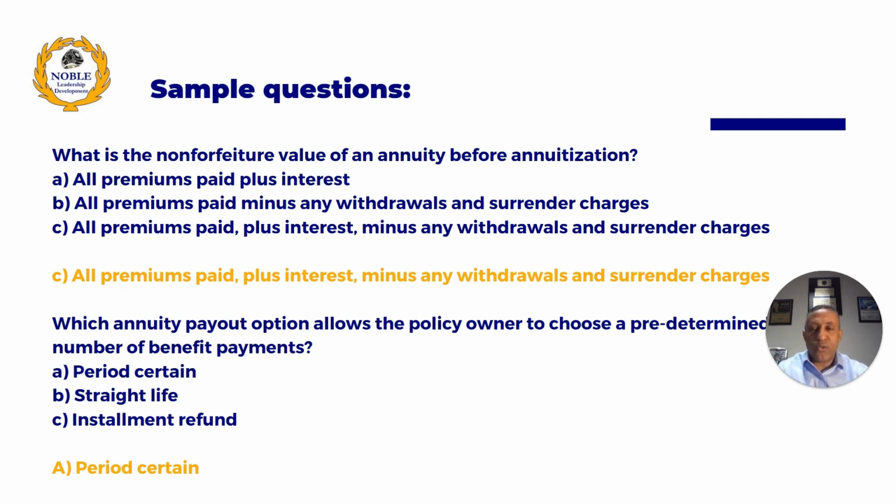Annuity is the weakest link, so people should be spending more time to study annuity so that they can get their license. All right, have a good day.